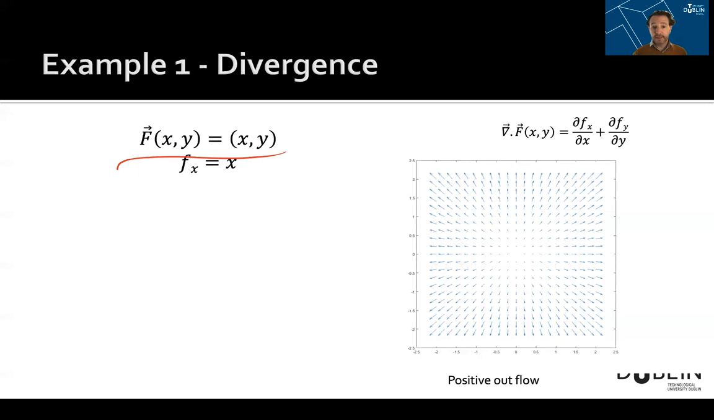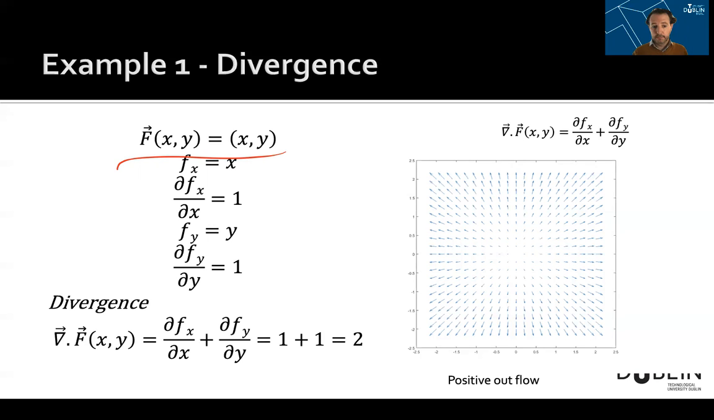First, we get dFx/dx, where Fx is x, and we differentiate with respect to x, which is just 1. Our y component is just y. We differentiate that with respect to y, which is 1. And we get our answer. The divergence is 1 plus 1, which is 2. And that means it's positive, so it's an outflow. It's expanding.